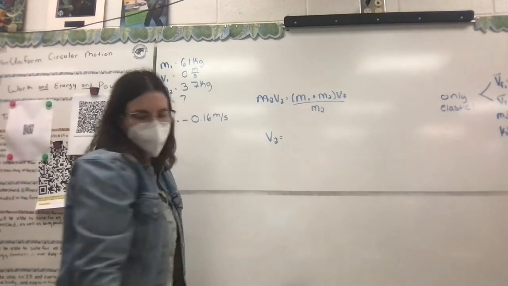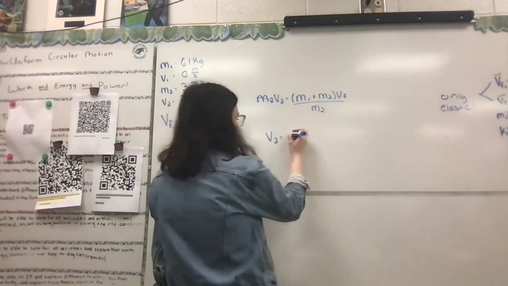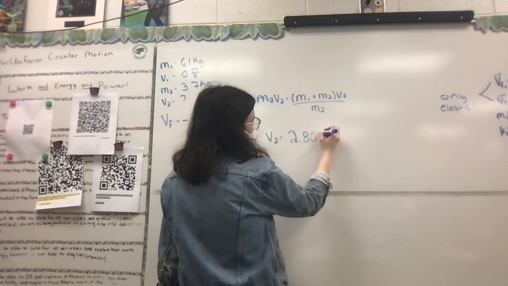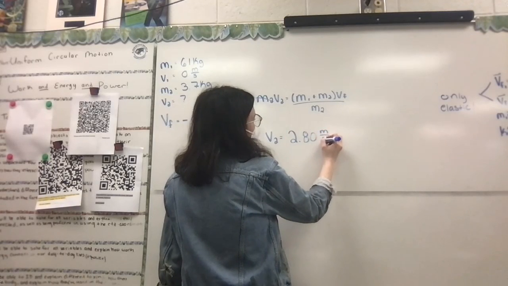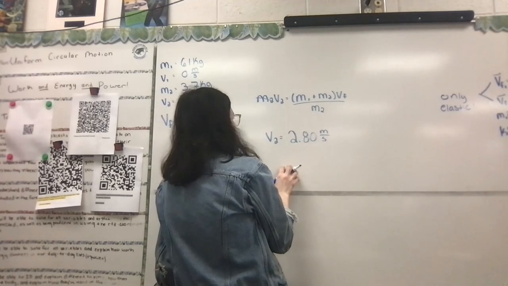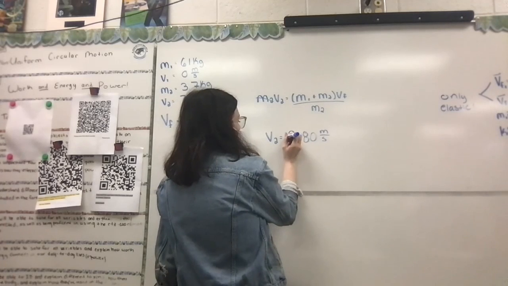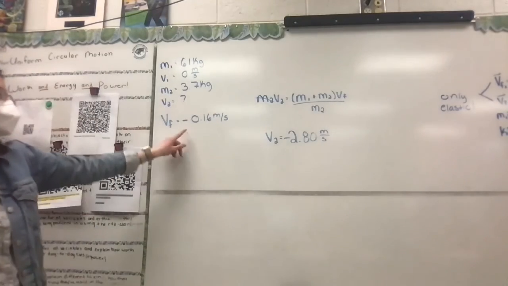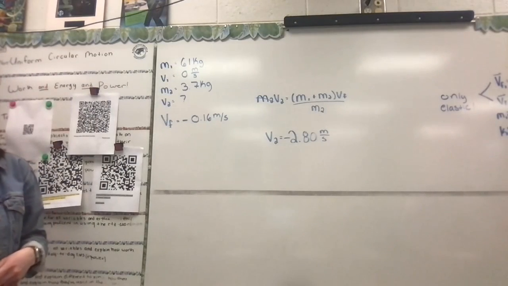I got 2.80. Ooh, look at you on top of things. What are the units? Meters per second. Now, are you sure that it's supposed to be positive? I don't think so. It's moving backwards with the pumpkin. So yeah, it's negative. You should have plugged in VF as negative 0.16.